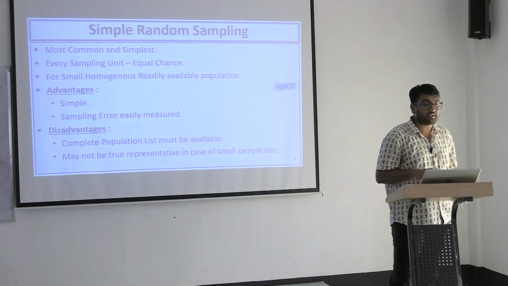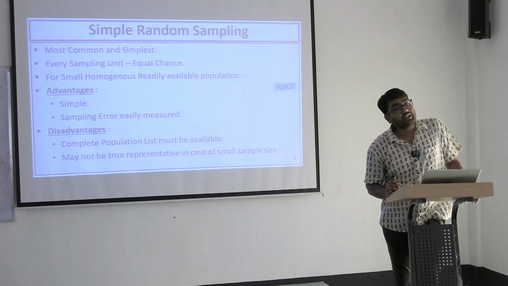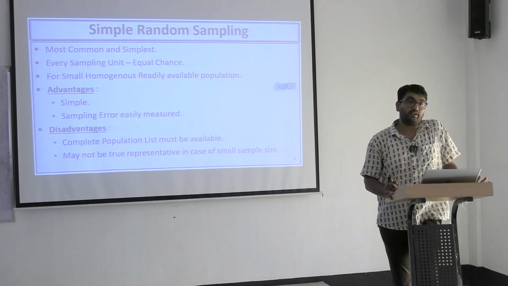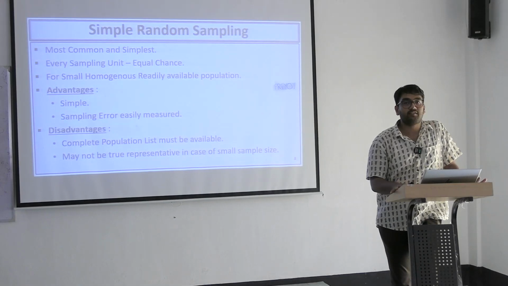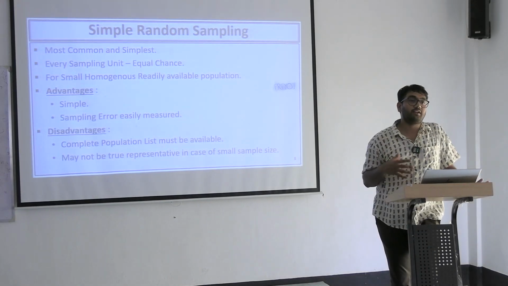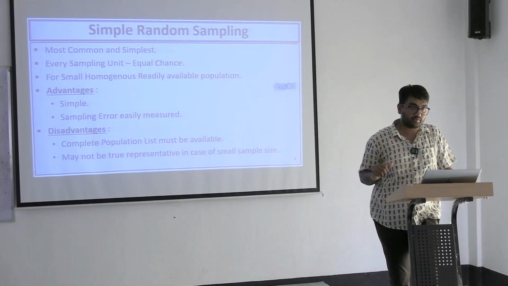So in simple random sampling, what do we do? Here each sampling unit has an equal chance of getting selected. Just like I said, suppose in this class I want to select 5 individuals from 50 individuals. Okay?